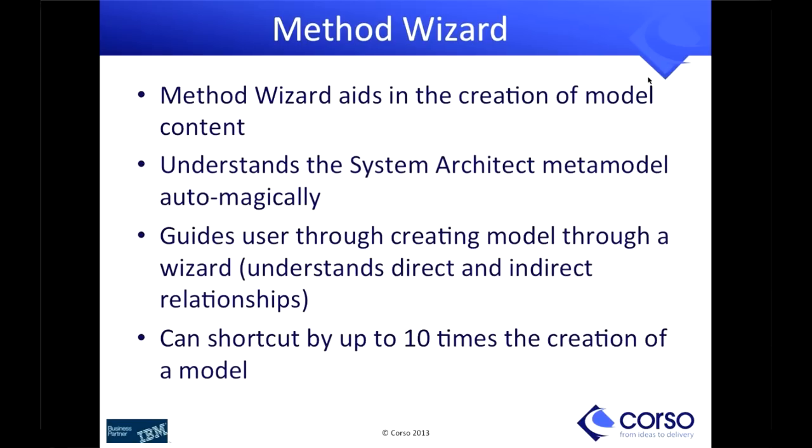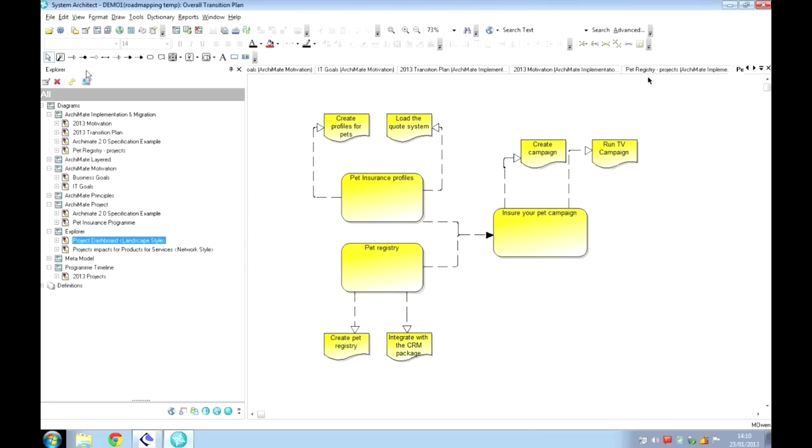It understands your meta models very, very quickly and easily. So far, we looked at a lot of information. If you don't know where to start, then Method Wizard will help you start in the right place. Okay, so it guides a user through creating models. In our testing, this can shortcut the creation of a model by up to about 13 times. So it's very, very quick in terms of cost savings for you.